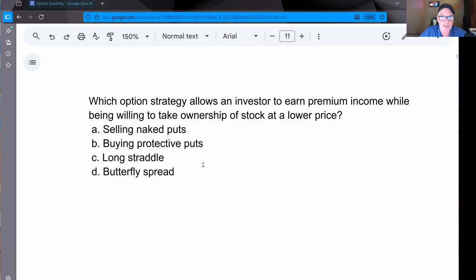Which option strategy allows an investor to earn premium income while being willing to take ownership of a stock at a lower price? So let's see. So get the income from selling. Whenever you see earn income, you're selling. And when you sell a put, if it drops, you have to buy it. Right? If it goes below a certain price, you have to buy it. So boom, selling a naked put, because selling a put, you're obligated to buy the stock, but you're getting the income. I love this. We're rocking this, baby.